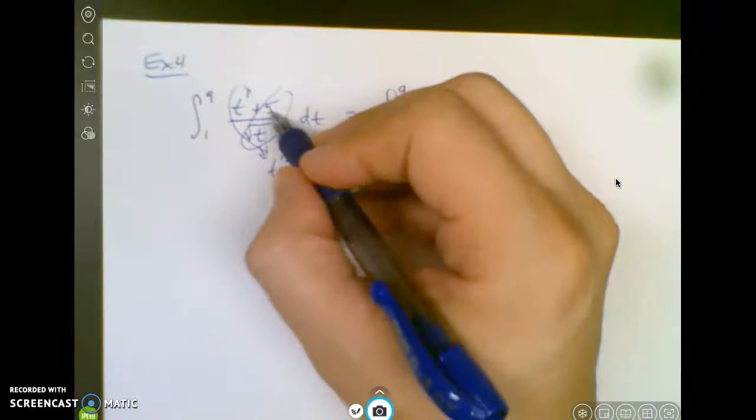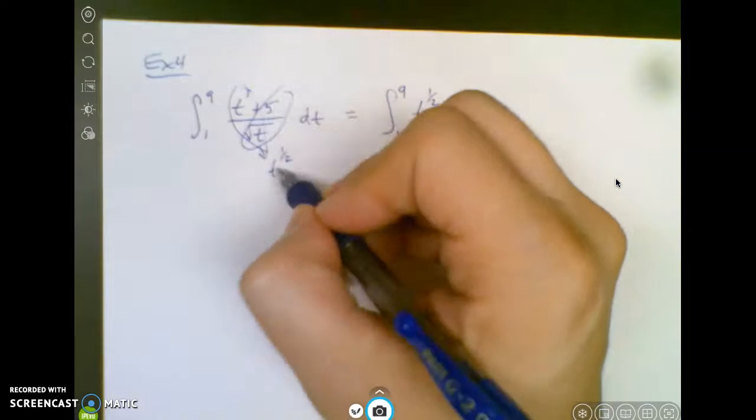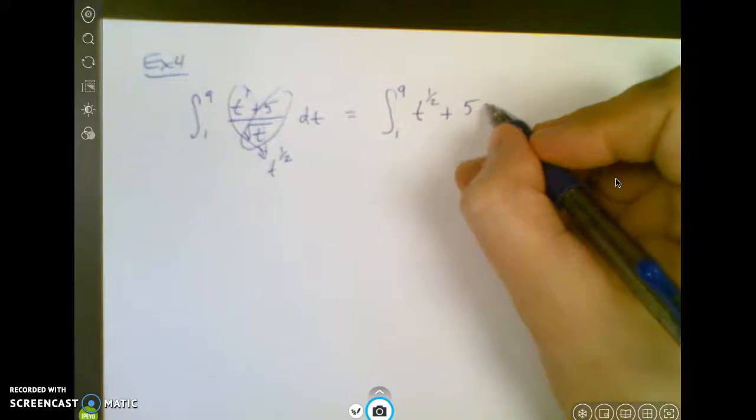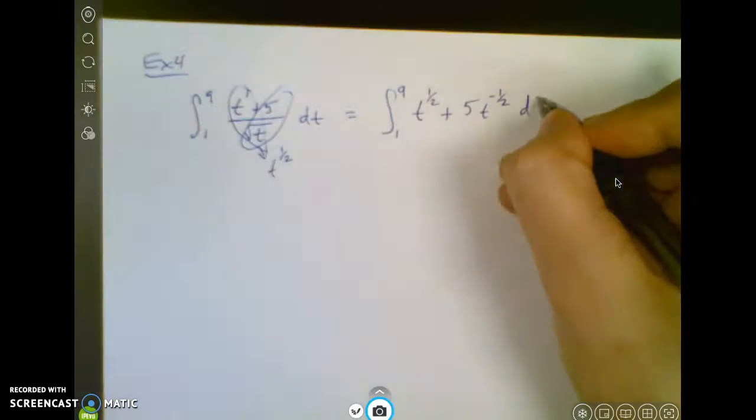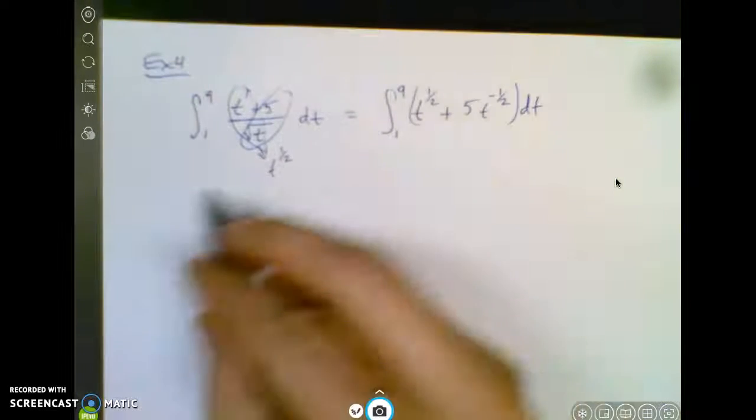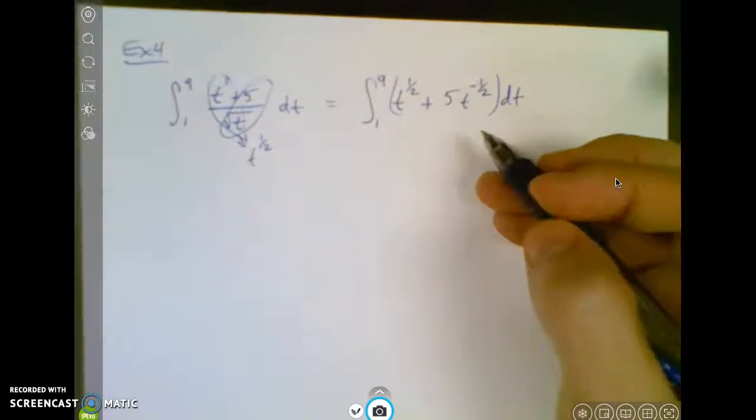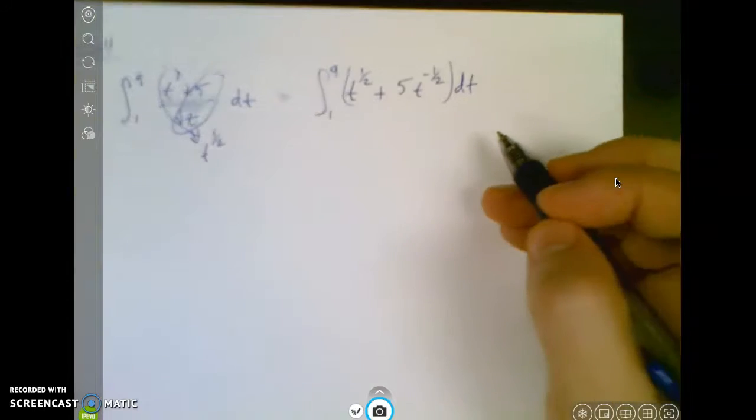The other one, there is no t's to cancel, and you have a t to the 1/2 in bottom, so it's really like t to the negative 1/2 here. So that was just a rewrite. I didn't take the integral yet. I didn't do any of my moves. Now it's time to do it.